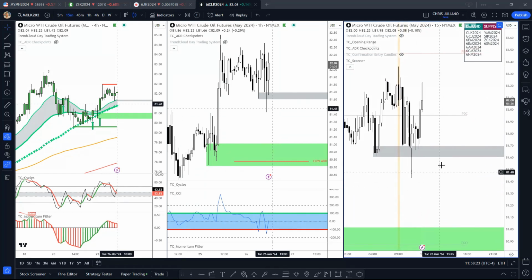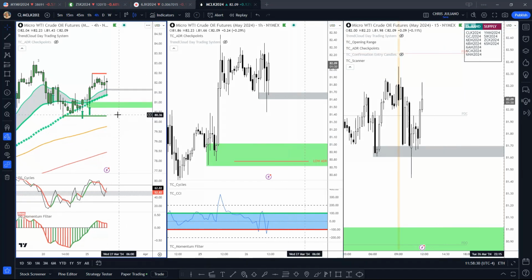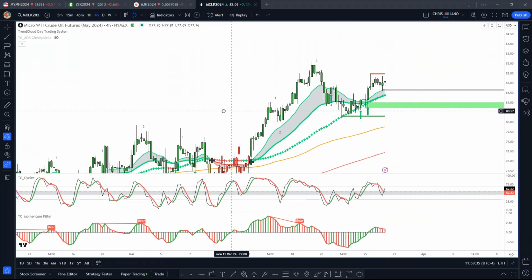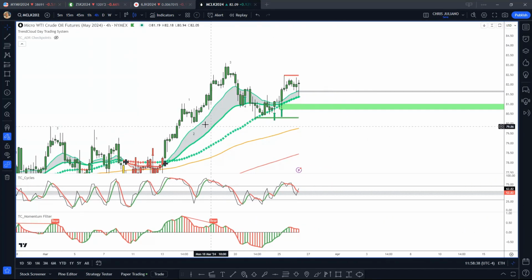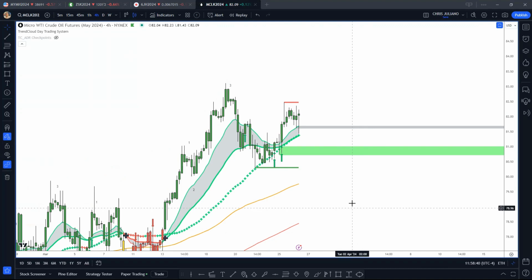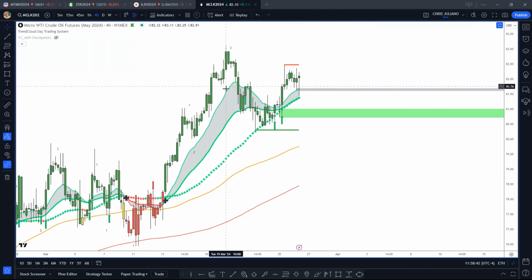But why did this 15-minute demand zone fail? Okay, let's take a look at that. High time frame, right? Let's focus on the high time frame here. 4-hour chart. We are in an uptrend, okay? Candles are green. Trend cloud is green. We are way above all these major levels of support, the 100, the 200 moving average, up and away, right? Trend is pointing to the upside.